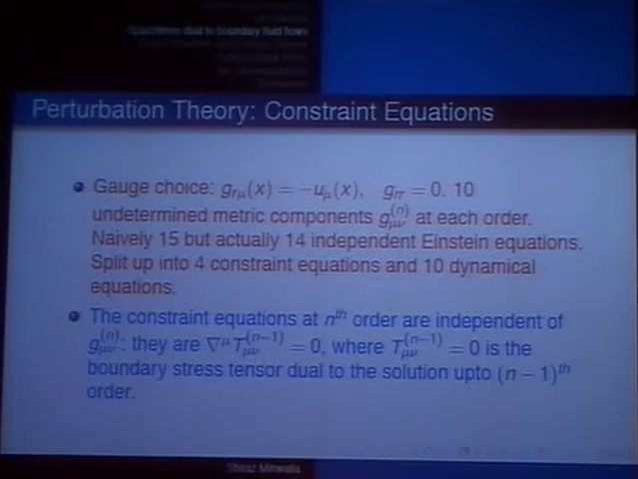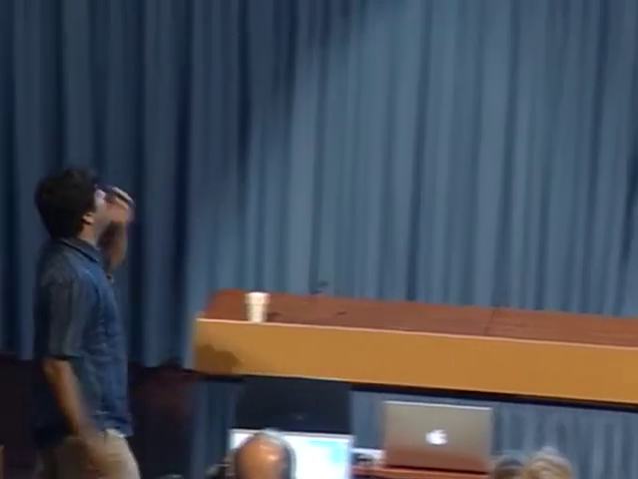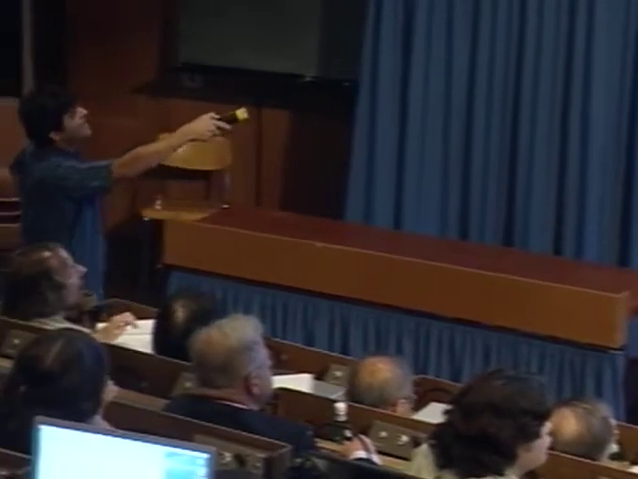The constraint equations at nth order simply turn out to be the conservation of the energy momentum tensor of the solution built up to n minus 1th order. The important point about this is that the constraint equations at nth order do not involve the fluctuation g_n. So they're constraining the solution that you've already computed.